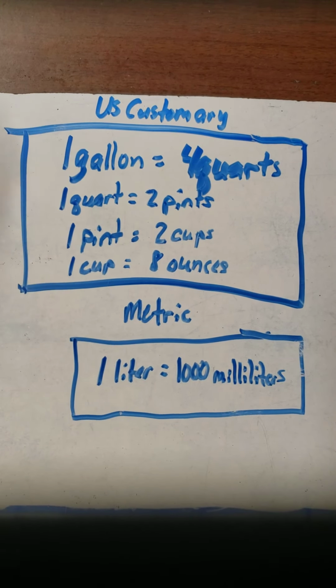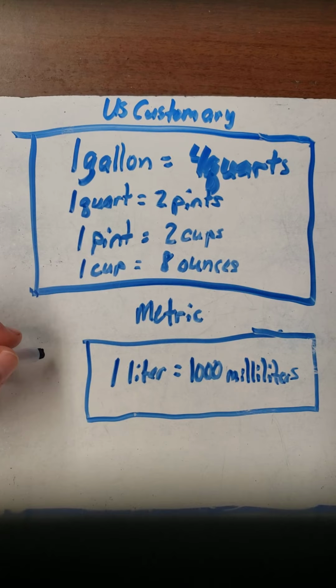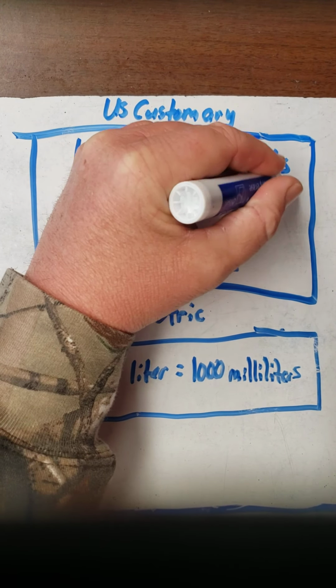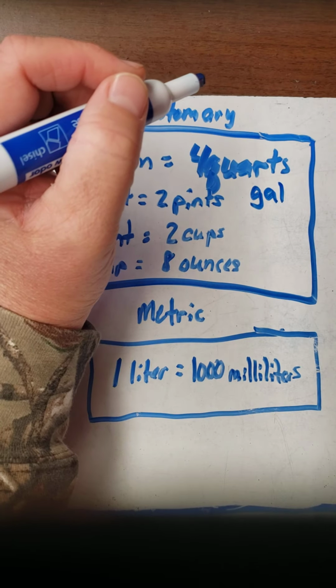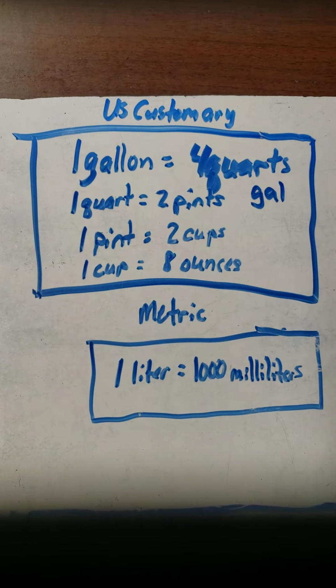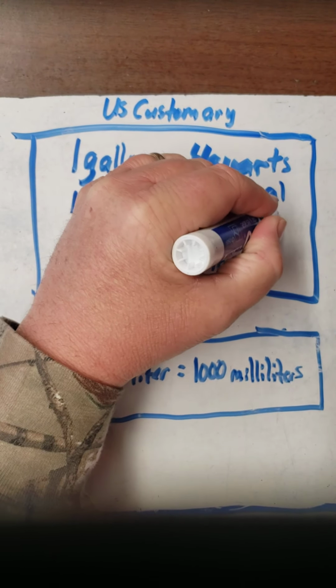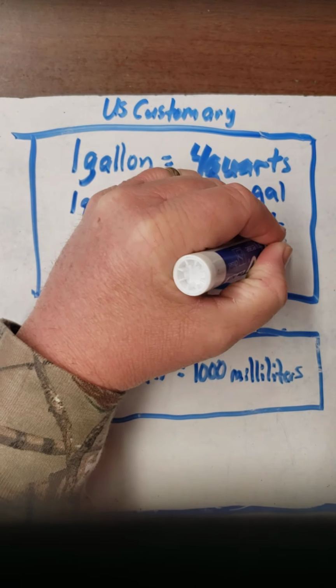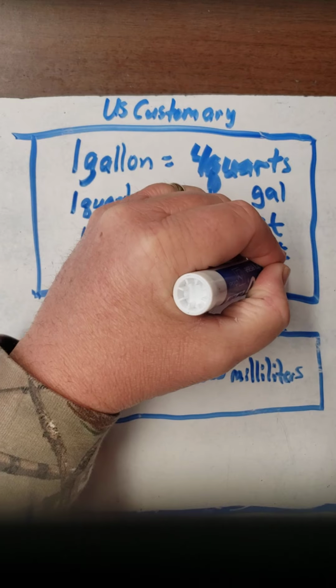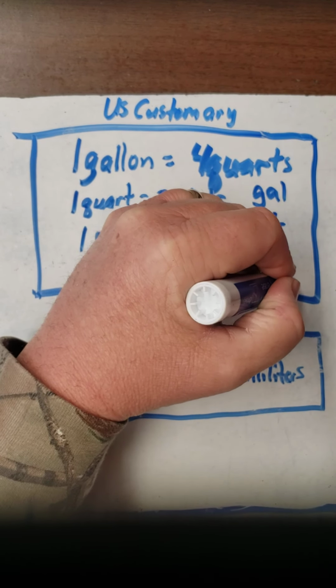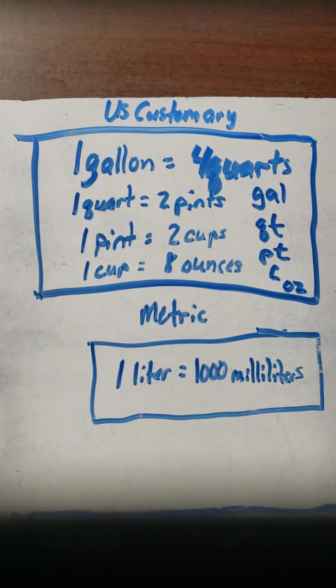Okay, so gallon, you can abbreviate gallon by GAL. You can abbreviate quarts by QT, pints by PT, cups by C, and ounces with an OZ. Okay?